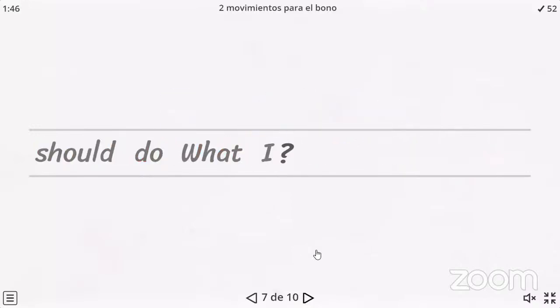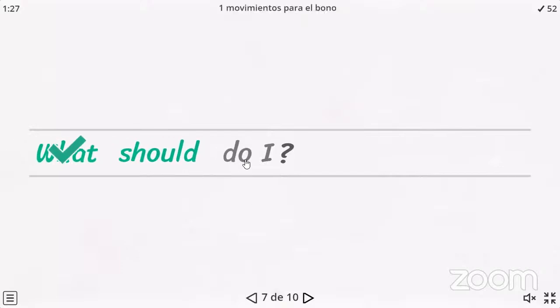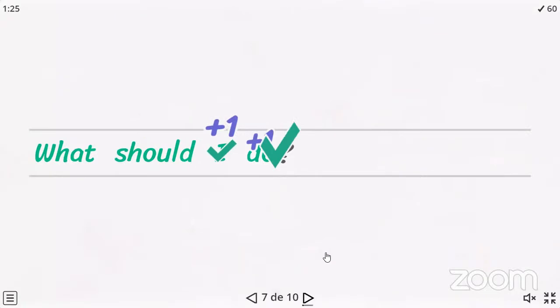Okay, Santiago, could you tell me how we can reorder the sentence, please? Yes, of course. Let me see. I should do what? No, let me see. What should I do? That's the correct way of doing this. Sorry, I was like, what's this?